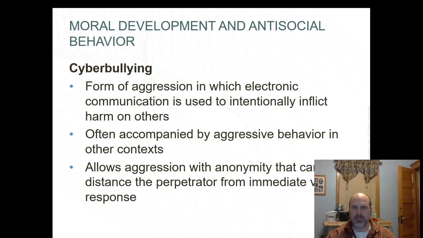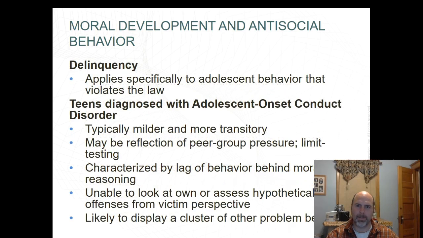Next is cyberbullying. It's a form of aggression in which electronic communication is used to inflict harm on others. So in other words, they're using social media to hurt other people. It's often accompanied by aggressive behavior in other contexts. It allows aggression with anonymity that can distance the perpetrator from the immediate victim response.